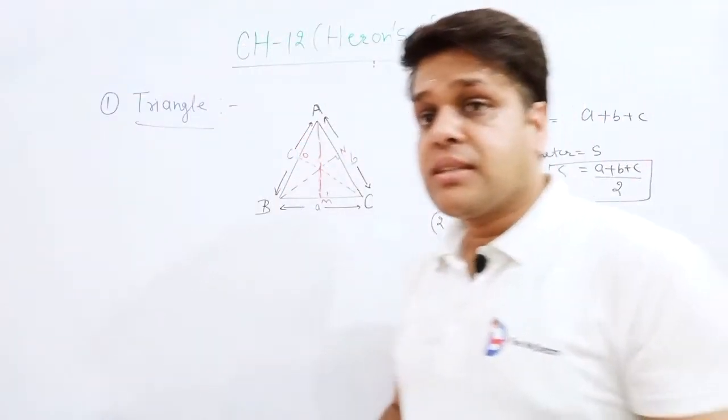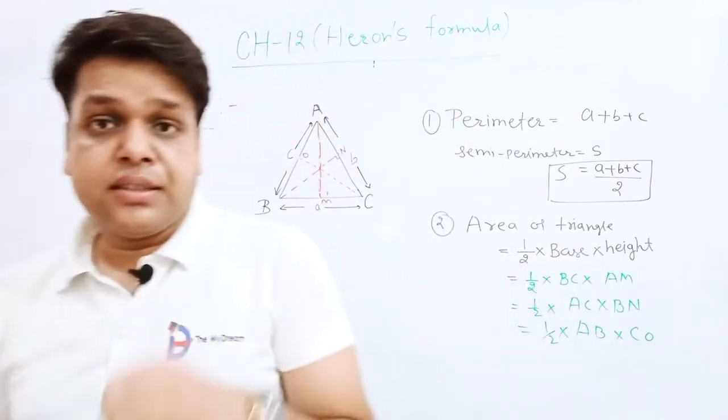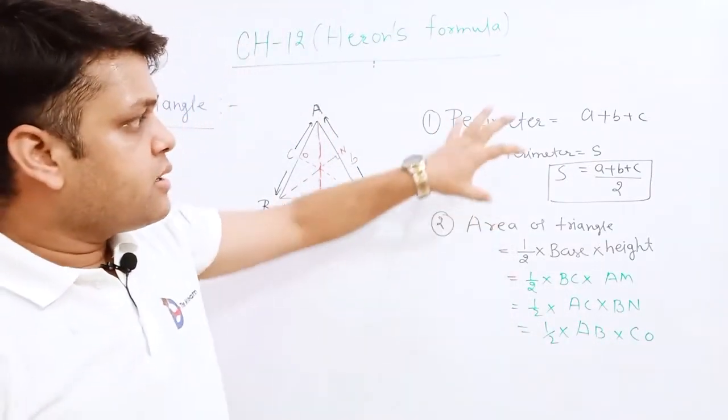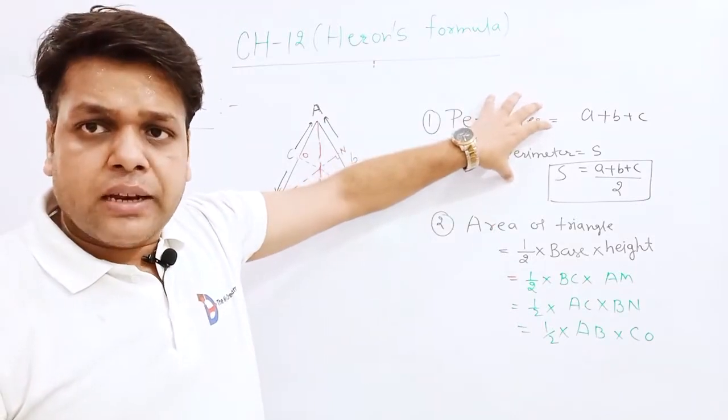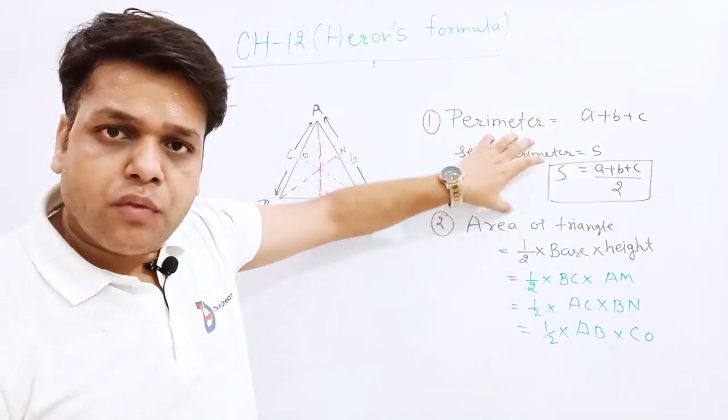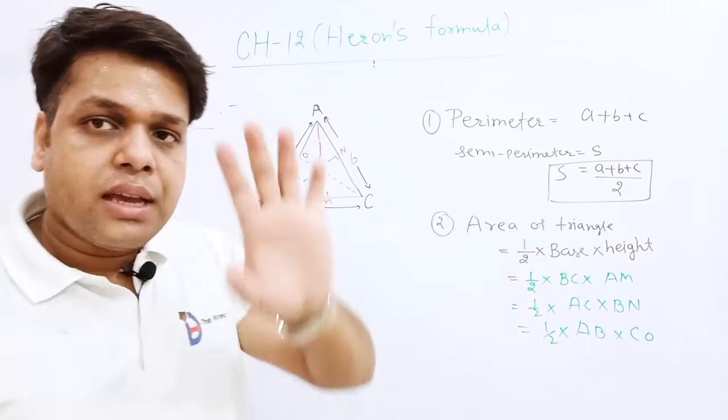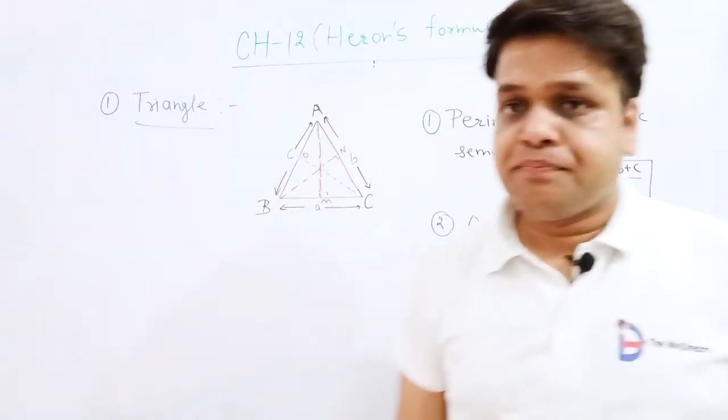Now what new things will be discussed in this chapter? So first of all, we all know the perimeter of a triangle, we all know the semi-perimeter of the triangle, and we all know the area of the triangle.